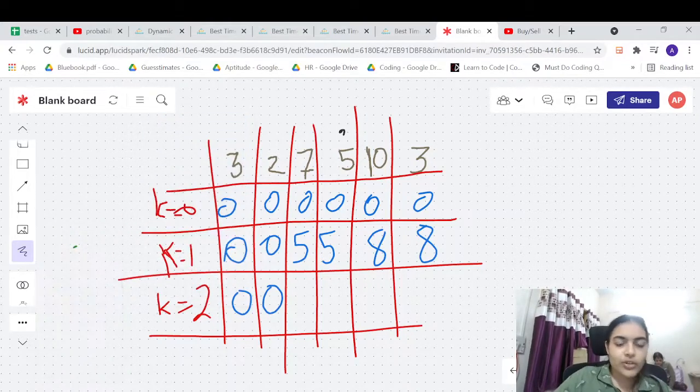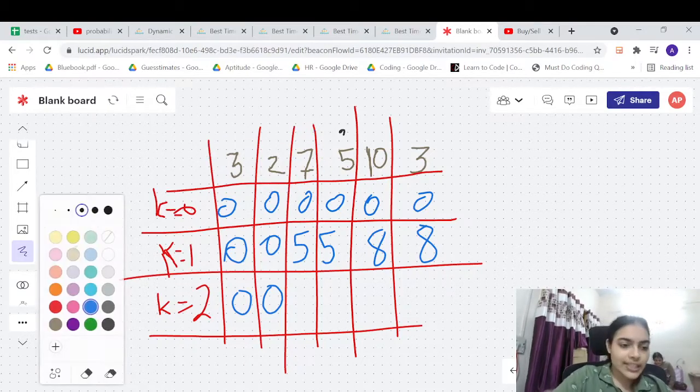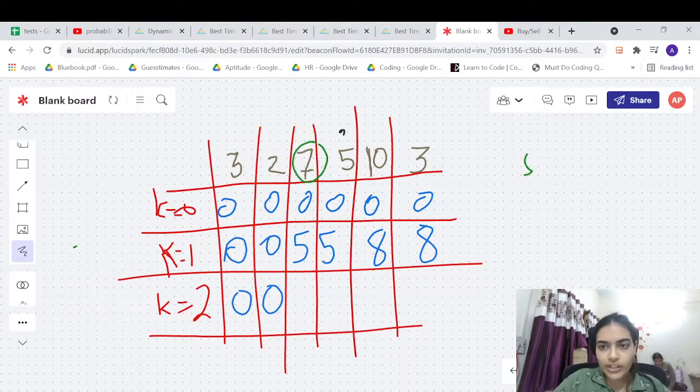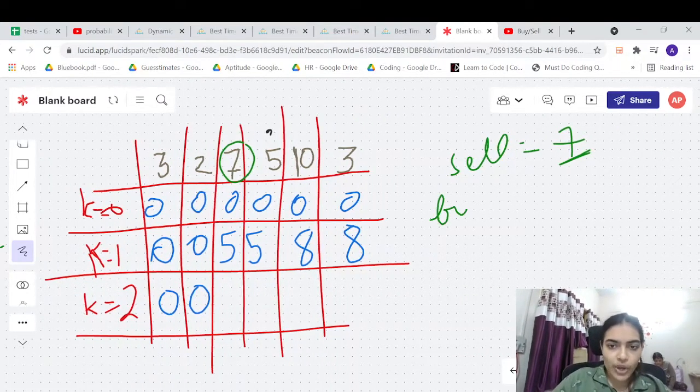Let's go to the next possible case. Now in this, you can do 2 transactions. Let's see what will be the best thing. You have to fill the value here. Now the problem becomes interesting. What is your selling price? Selling price is going to remain as 7. But for your buying price, you have 2 options, 3 or 2.